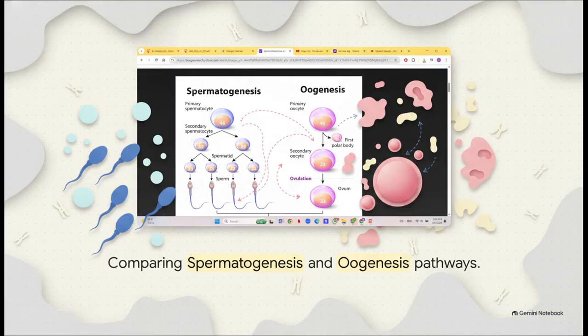You can really trace this dramatic difference in resource allocation. If you follow the primary spermatocyte dividing equally on one side, it goes all the way down to 4 functional sperm. But trace the primary oocyte, and you see this highly asymmetrical division. That's what leads to that one single, incredibly resource-rich ovum on the bottom right.